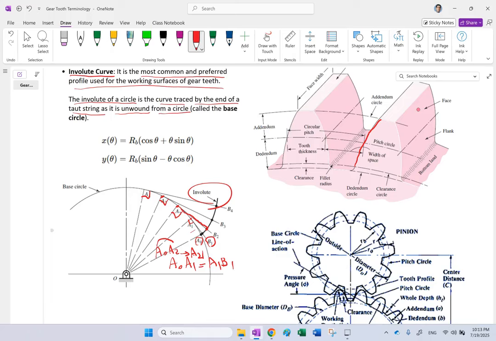Now, what's the name of the circle that you started your curve on? It is called the base circle. And the radius of that is RB. Okay, so RB is the radius of the base circle.